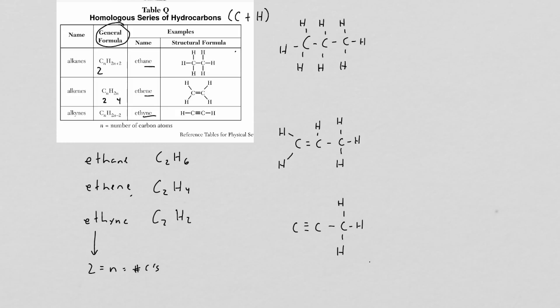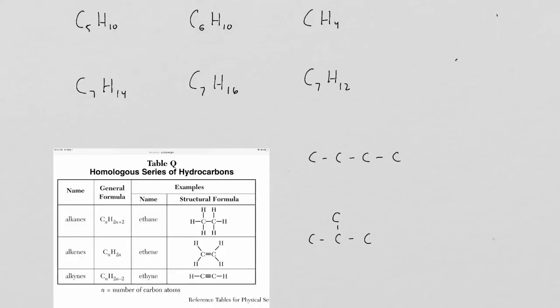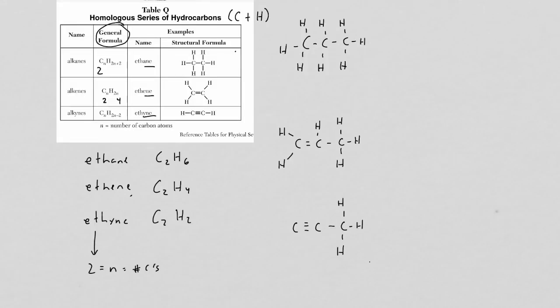What if you had a bunch of 3 carbon molecules? Now, briefly, I'm going to show you something really fast here. Okay, this is the table of organic prefixes. If it's got 3 carbons, the prefix is going to be prop. We'll get back to this later. So we've got 3 molecules here. We have propane. This is called propane. This is going to be called propene. And this is going to be called propyne.